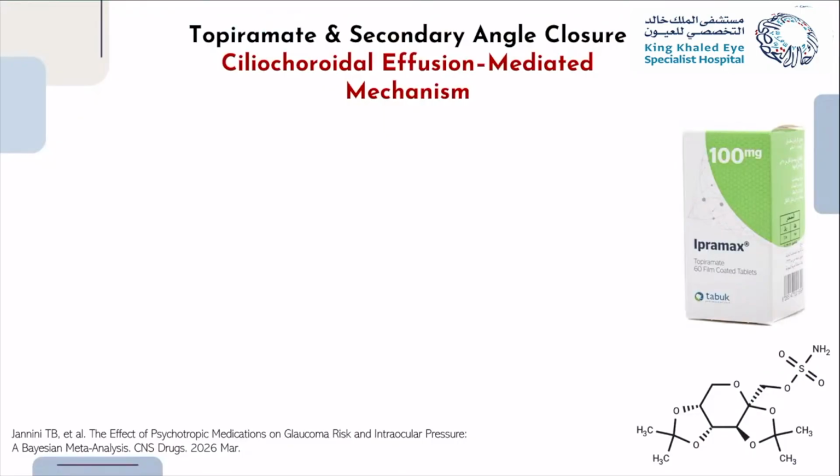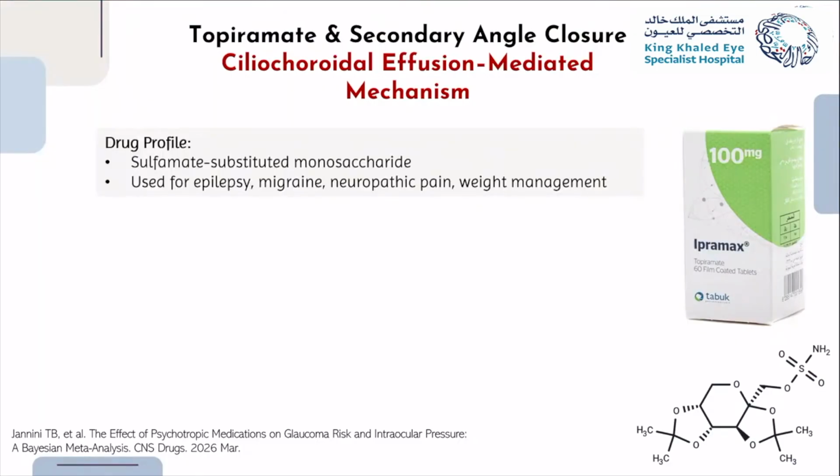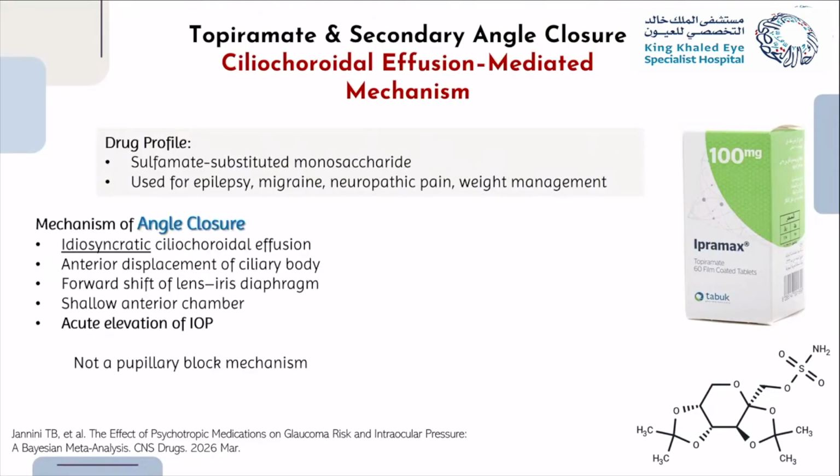I want to talk about one medication included in the sulfa drug class, which is topiramate. Topiramate is a sulfa drug used for epilepsy, migraine, neuropathic pain, and weight management. The mechanism of angle closure due to topiramate is idiosyncratic. Idiosyncratic means that it's not dose-related, and some patients will not have it at all, but it may occur in some individuals, and often it's related to a genetic or metabolic defect.